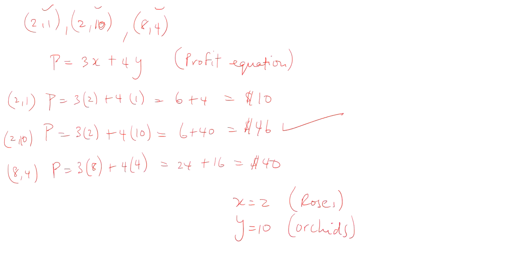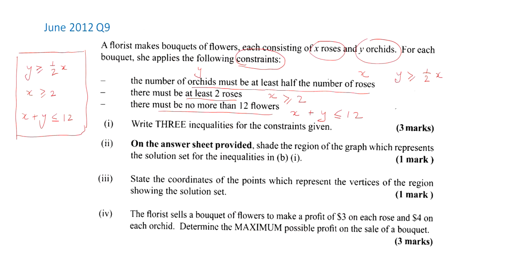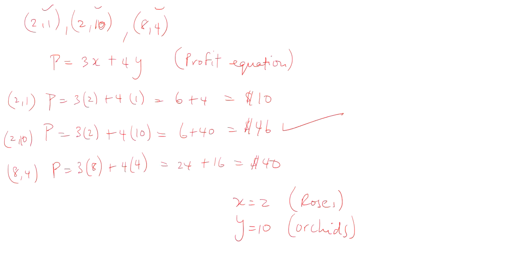So in the question, when they said determine the maximum possible profit on the sale, the maximum profit is simply the $46. That's what we have here. They didn't ask us that in the question, but if they want to know what quantities we should use, the quantities should be 2 roses and 10 orchids.